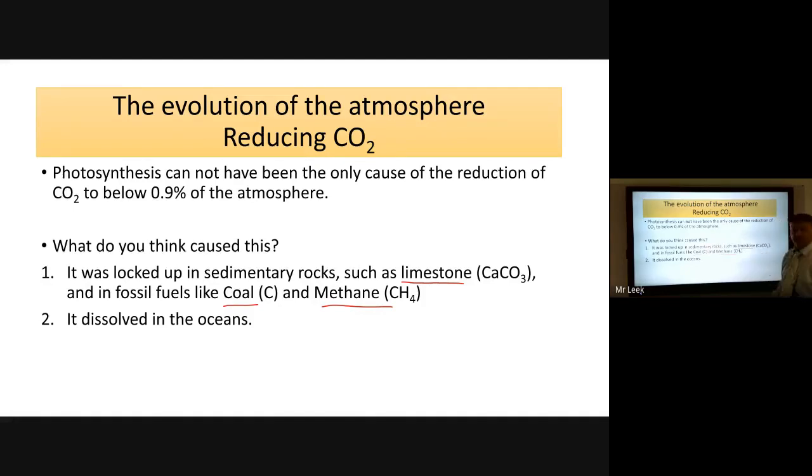All right, so limestone, if you go off to Yorkshire or all those different places, all the rocks there are made of limestone. What they do is they contain carbon and oxygen. All right, so a lot of carbon dioxide in the atmosphere was taken up by photosynthesis, but the two other massive ones are locked up in rocks, limestone, coal, and methane. And the second one, it dissolves in the oceans. So where you've got the sea, carbon dioxide dissolves very, very easily into seawater.